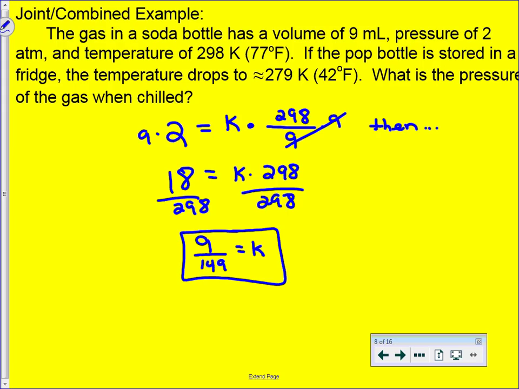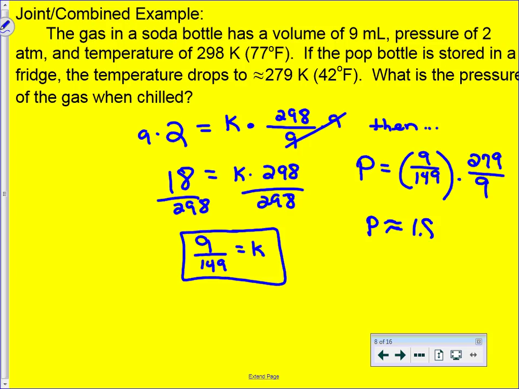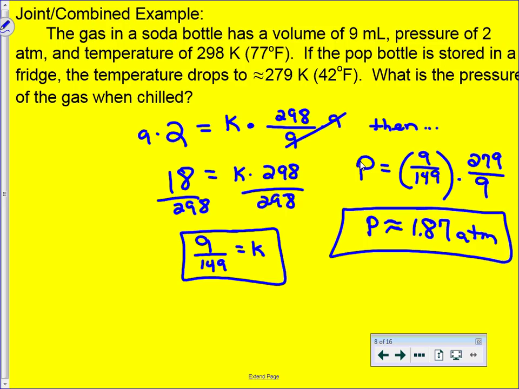So if we actually go through and do that, I'm trying to find how much pressure I'm actually dealing with. I know my constant is 9 over 149, and I multiply that by the next piece of information. When it's chilled, what is the temperature? The temperature is now 279. The temperature changed. How much of the substance do we still have? The exact same. That doesn't change whatsoever. And as we go through, we can use our calculator to solve this. You get an approximate answer here because it is a decimal, of about 1.87 atmospheres or ATMs.